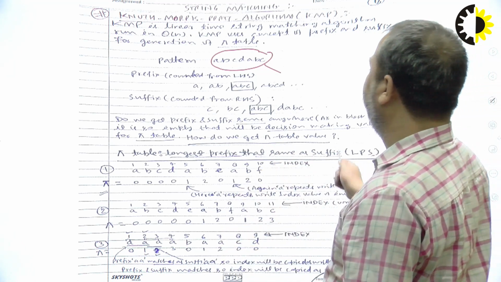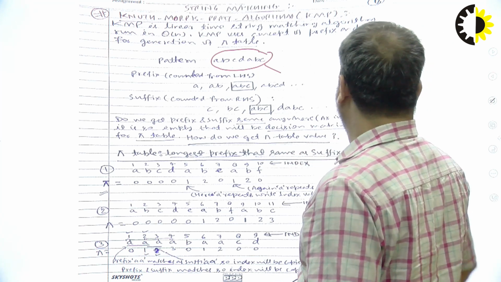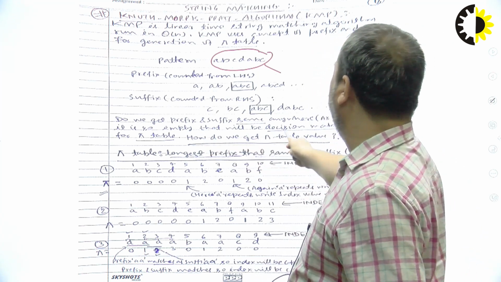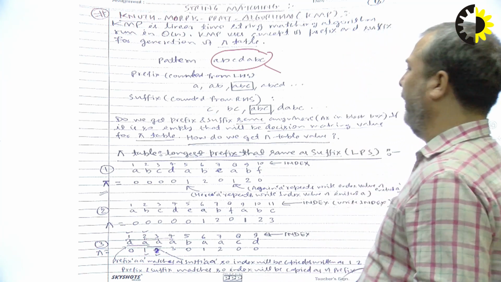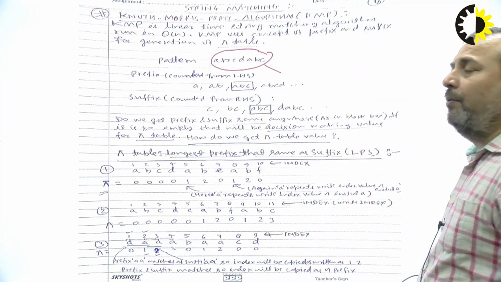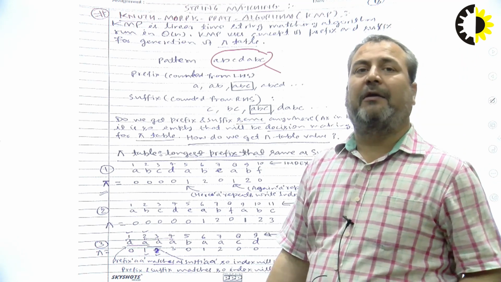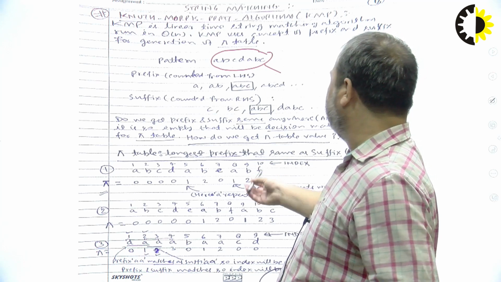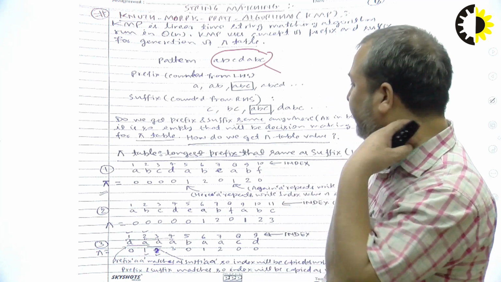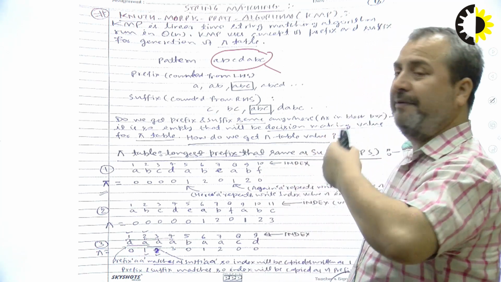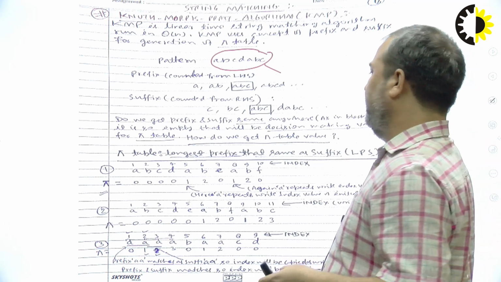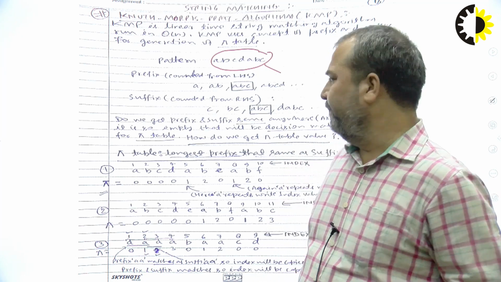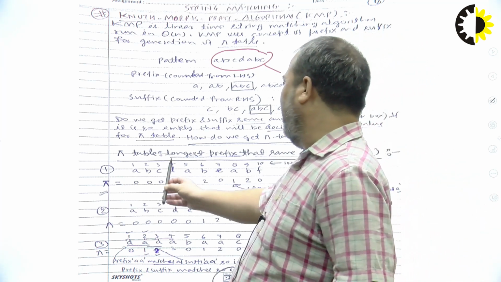So do we get the prefix and suffix the same anywhere? If so, that is the decision-making value for the pi table. So how is the pi table calculated? What is the pi table? Pi table means the longest prefix that is the same as a suffix, LPS. So what is the pi value? It is used in KMP for the matching. So how do we calculate it?